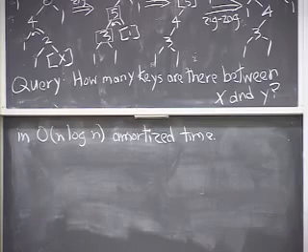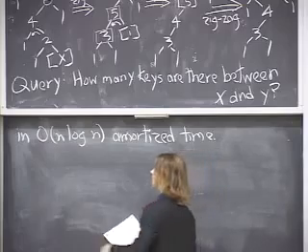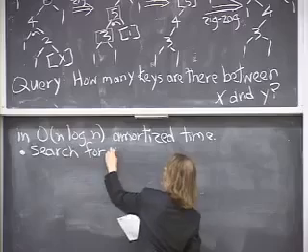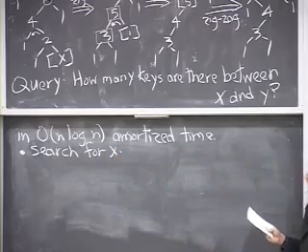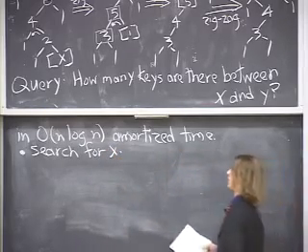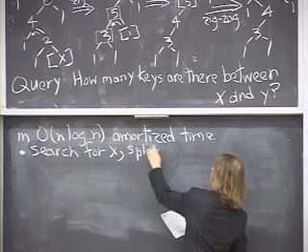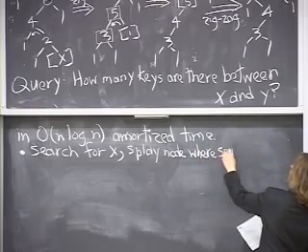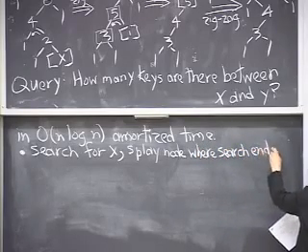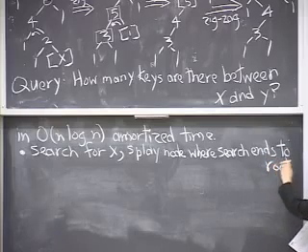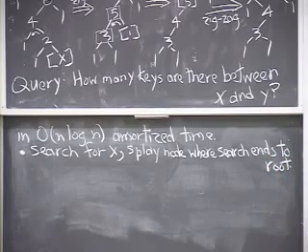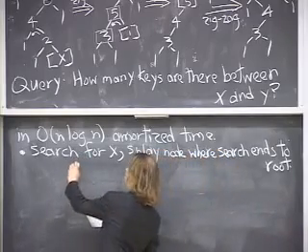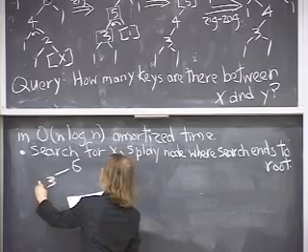First of all, you do a search for x. Once you find x, you splay it as usual. Or if you don't find it, you splay the node where the search ends to the root. Once you've done that, you'll get a tree that looks something like this. So maybe I've just searched for the number 7, and 7 isn't actually in the tree, so I get a tree that looks something like this.